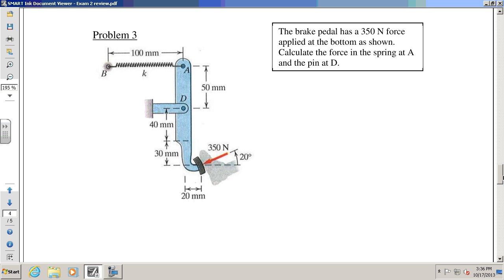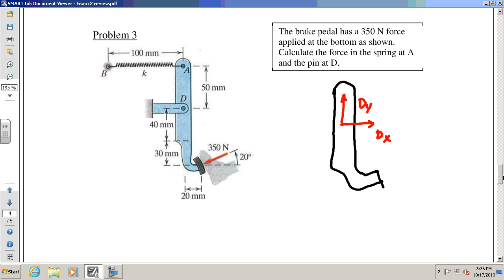So you've got a free body diagram. That's critical. You're going to need to do a free body diagram for the exam. You've got some kind of thing like this. It doesn't have to look perfect. You've got here the x, the y, the 350 Newton force, a 20-degree angle, and then you've got some kind of force here.